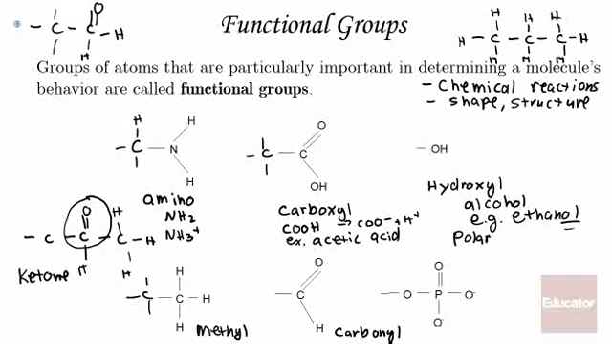So here, the end carbon contains the carbonyl group, and this is what we call an aldehyde. So again, there's two breakdowns for carbonyl groups. Ketones, the carbonyl group is within the carbon skeleton. If it's on the end, it's an aldehyde. An example here would be acetone. Aldehyde would be something like formaldehyde.